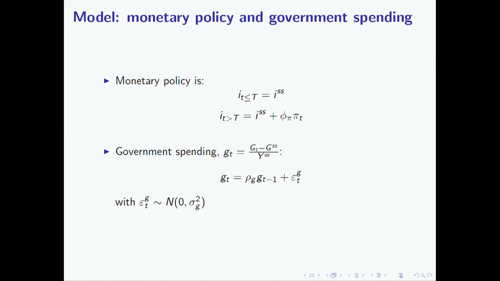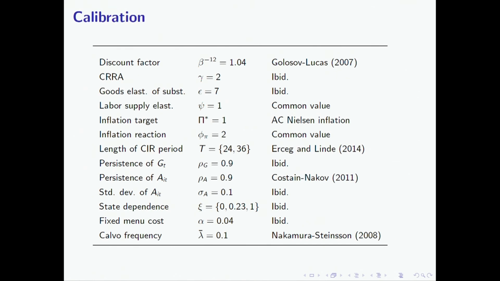In order to simulate the model, we need to calibrate it, to give values to the parameters. The way we do it is we take several parameters directly from the study by Golosov and Lucas for comparability. Then we set the inflation target equal to 1. This is the gross inflation target, so it's consistent with 0 inflation, as in the AC Nielsen data set that we study. The inflation reaction coefficient is set to 2, which is a common value in the literature.